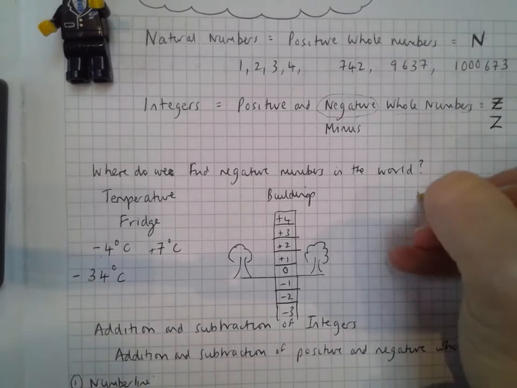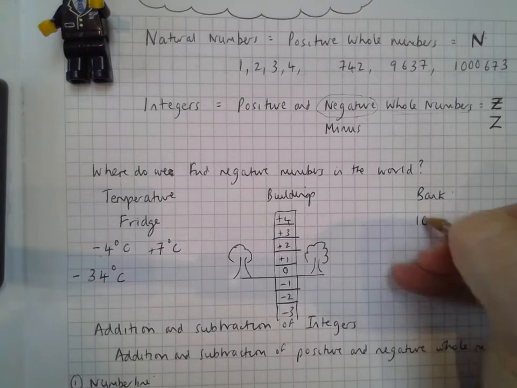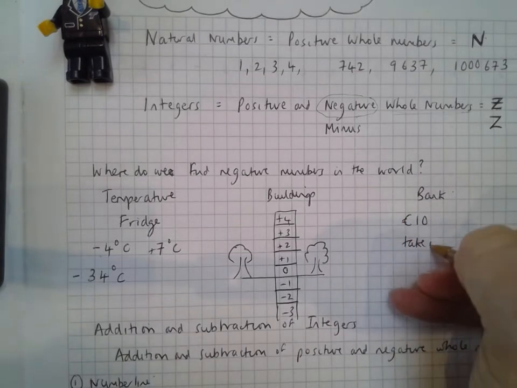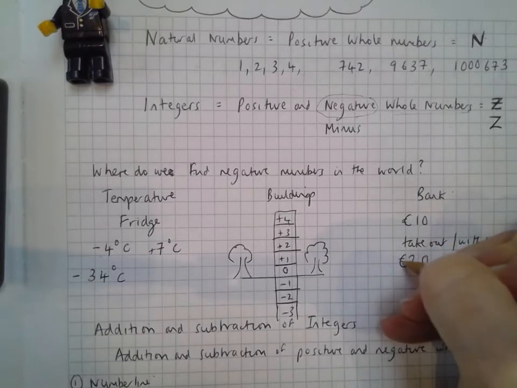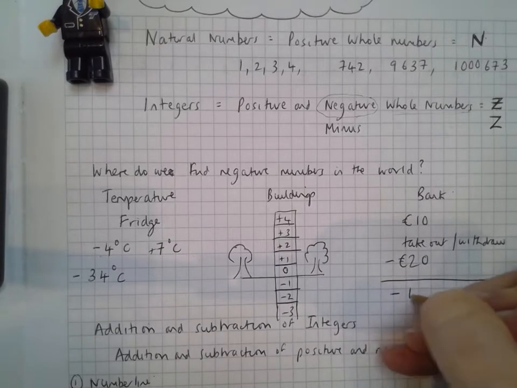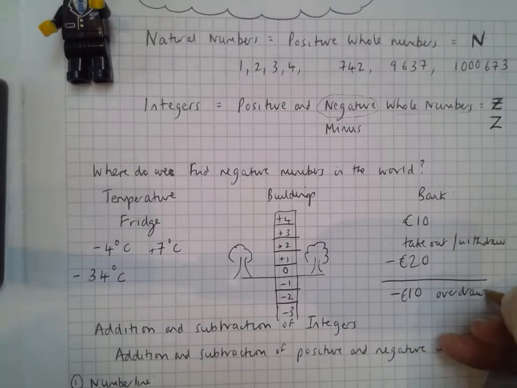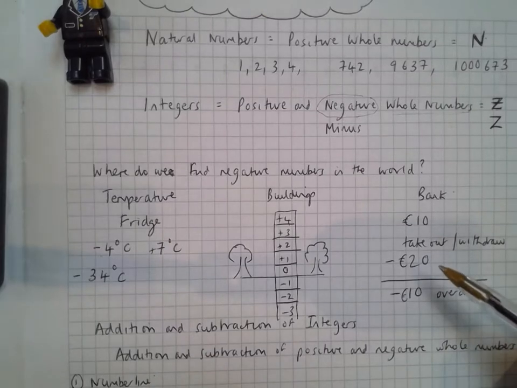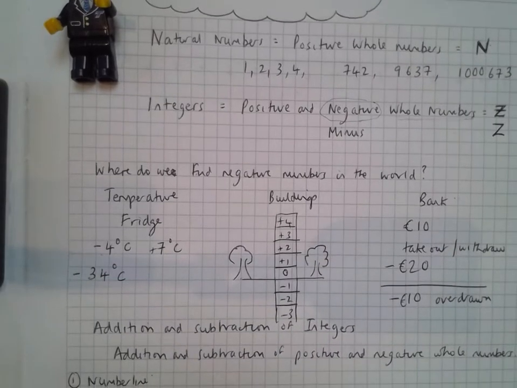The other one that was a really good example was a bank. So say you have 10 euro in your bank account, and you go to the bank and you take out, or withdraw, 20 euro. What you end up with is a balance of -10 euro, which is called being overdrawn. So you have -10 euro because you only had 10 euro in the bank, but you tried to take out 20 euro. So these are three places we might find negative numbers in the world, and maybe you can think of others.